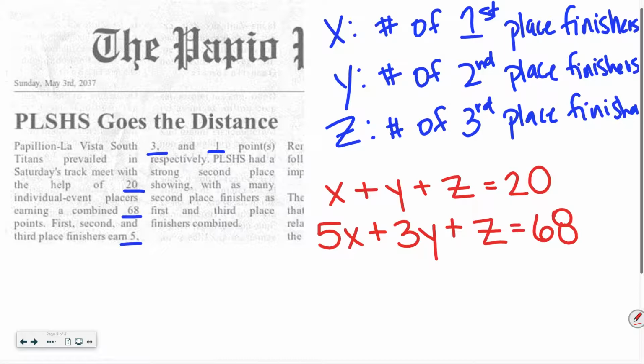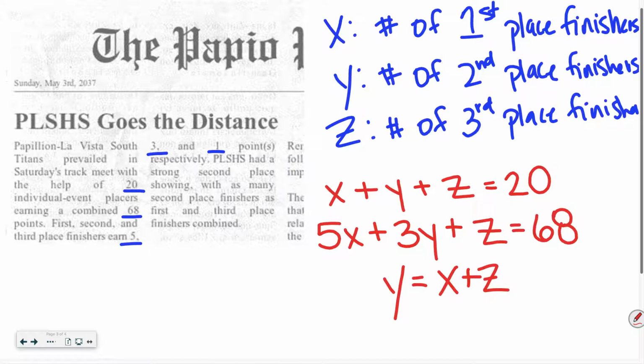Okay? Now here's the fun one. We had a strong second place showing with as many second place finishers as first and third place combined. Okay, so this is what I would write first. Our second place finishers were the same as first and third combined, right? Second place is the same as first and third combined.